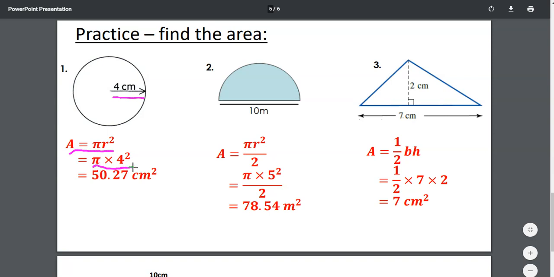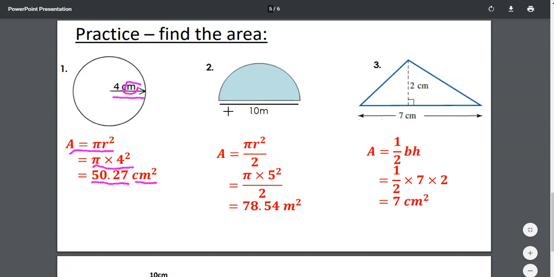And I taught you in the last video, I think, where to find pi on your calculator. So you find that button pi on your calculator, you press it, and then you press the times button, and then you press 4 squared, and you will get 50.27 if you round to 2 decimal places like I have done. And then you look at the units, they're centimeters, so we know that our units for the area are in centimeters squared.